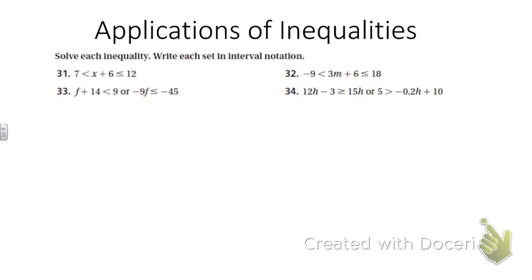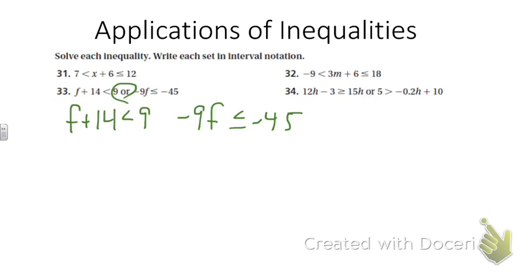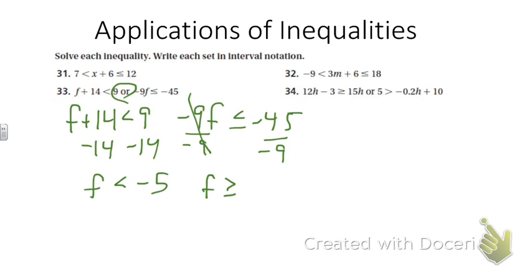Clear that off. Let's do one of these last couple funky ones. So this is an OR. When I'm done, everything that I have will be part of my solution. So subtract 14, f is less than -5. Divide by -9, f is greater than or equal to 5. And I switched inequalities because I divided by a negative.